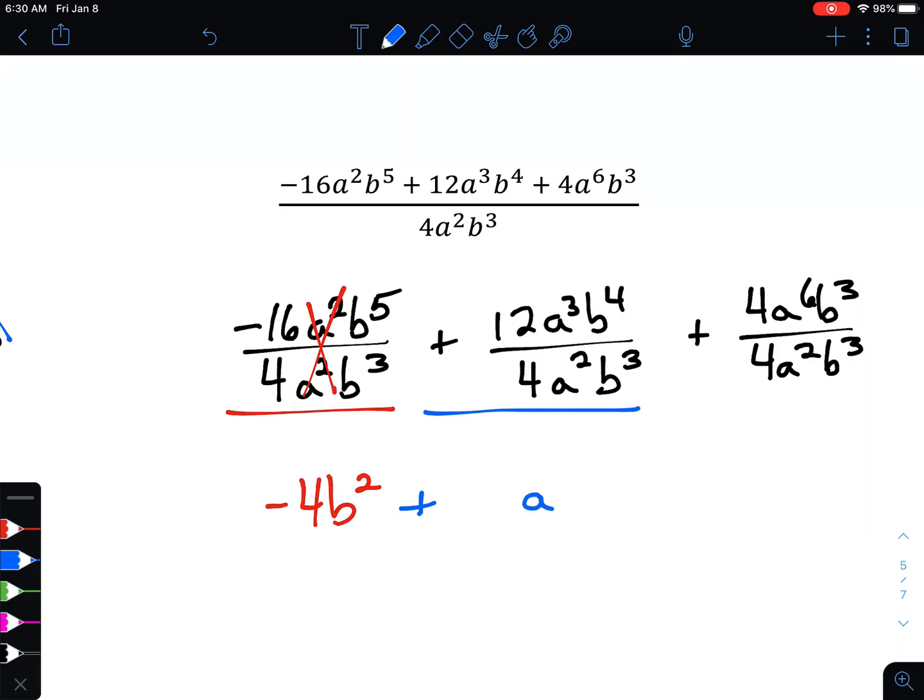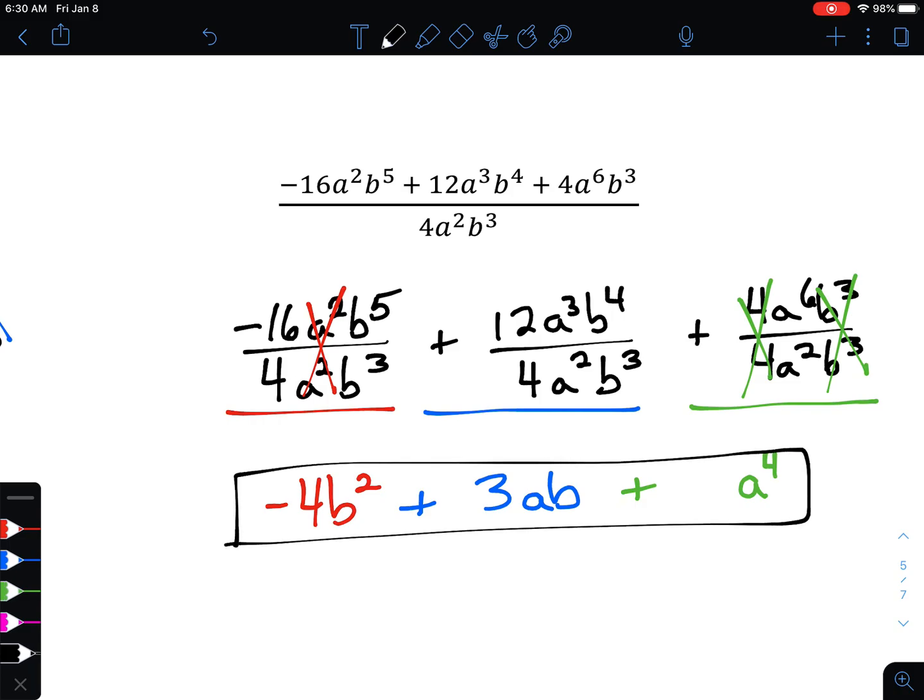For our second fraction, we have 1 more a on top than bottom, so that's going to be a to the first. Same with b, 1 more on top than bottom, so that's just going to be b. As for the numbers, 12 divided by 4 is just 3. Finally, for our last fraction, we have 6 a's on top, 2 on bottom. That's 4 more on top than on bottom, so that's going to be a to the power of 4. For b, we have the same amount in both top and bottom, so we're going to be able to cancel those out. And then 4 divided by 4 is 1. So actually, that was it. Here's our final answer.